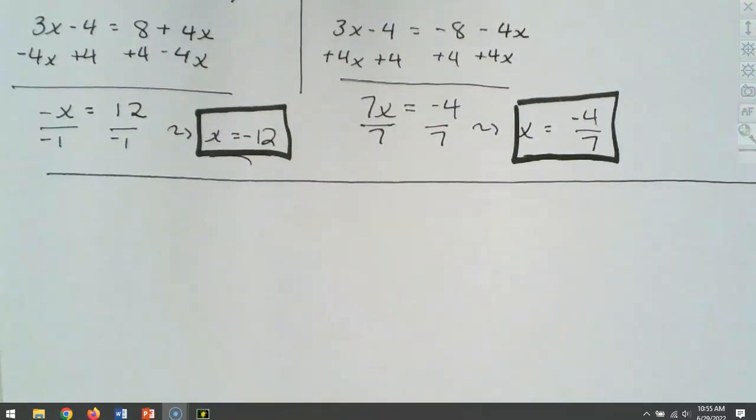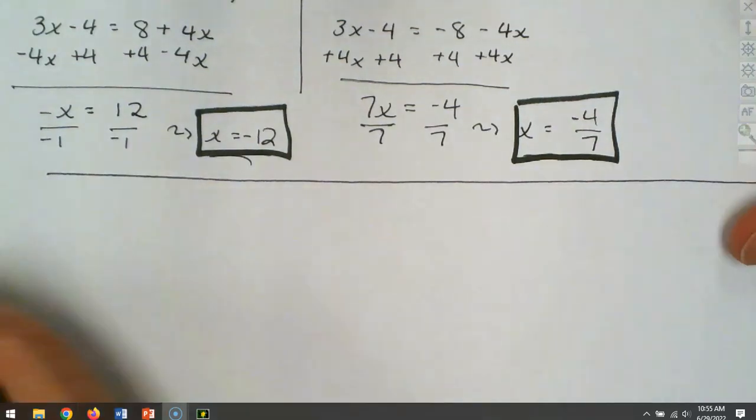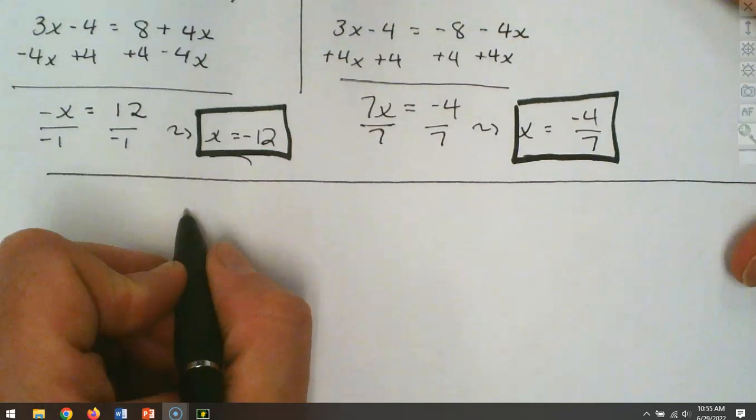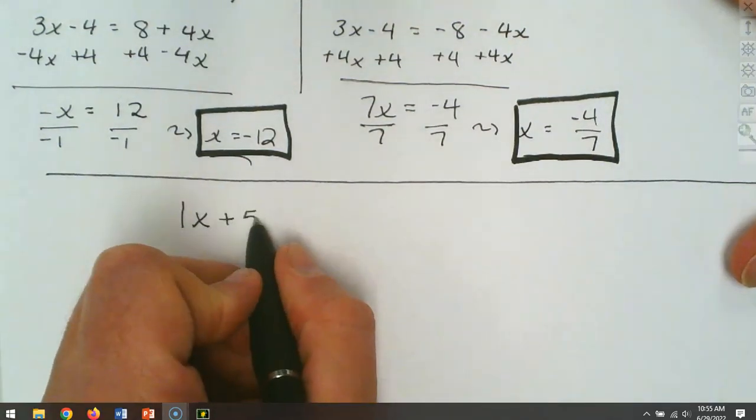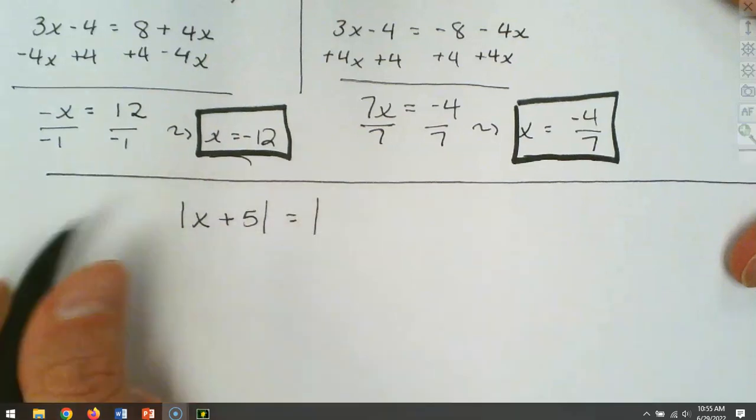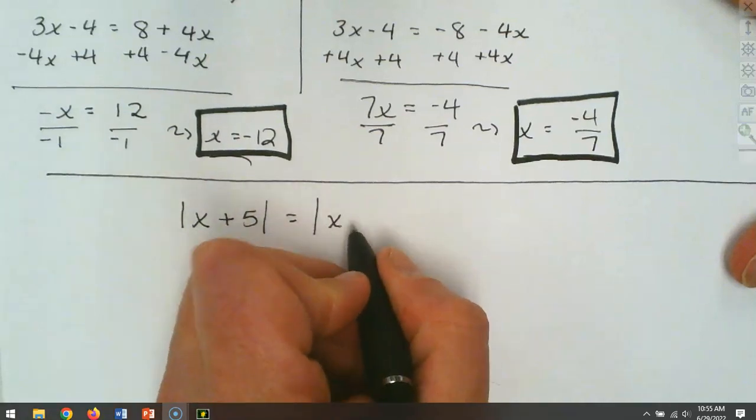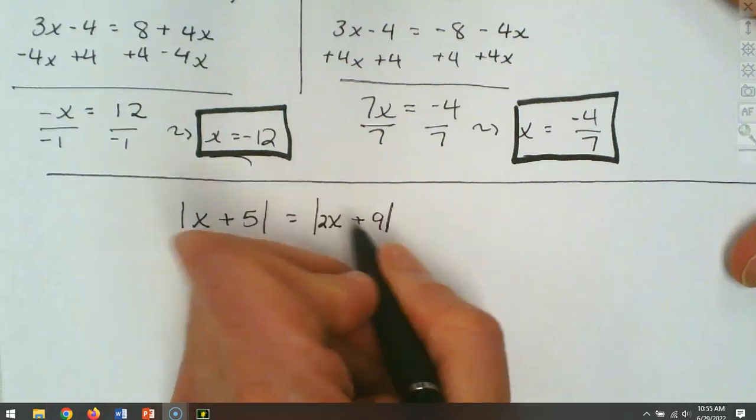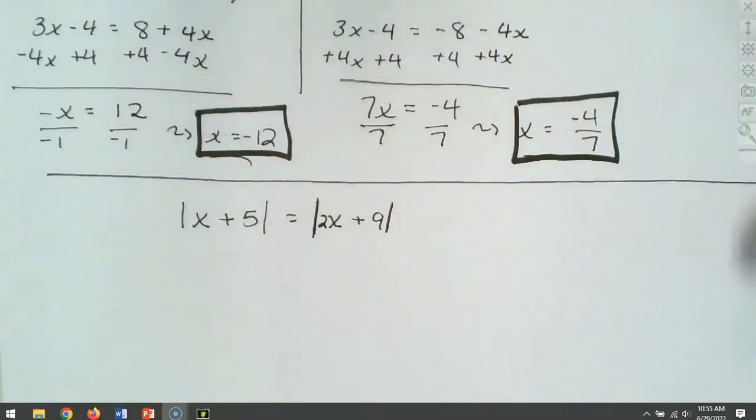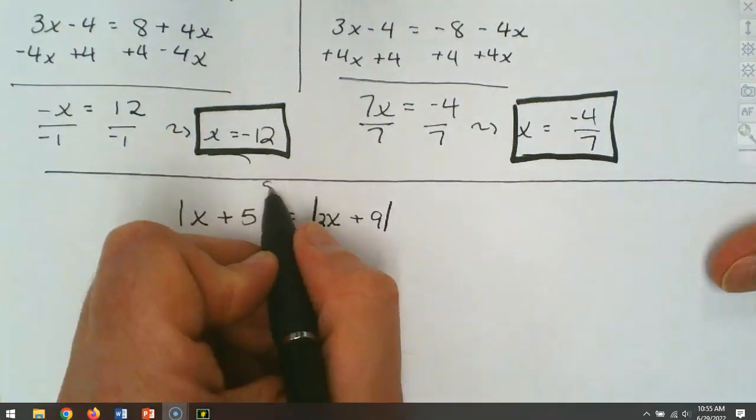So there's that one. And let's do one more where we've got a negative and we have to distribute it through when you've got an absolute value equaling another absolute value. So let's do a real quick simple one here. How about the absolute value of x plus 5 equals the absolute value of, well, let's make it 2x plus 9. So we're going to try to solve this one.